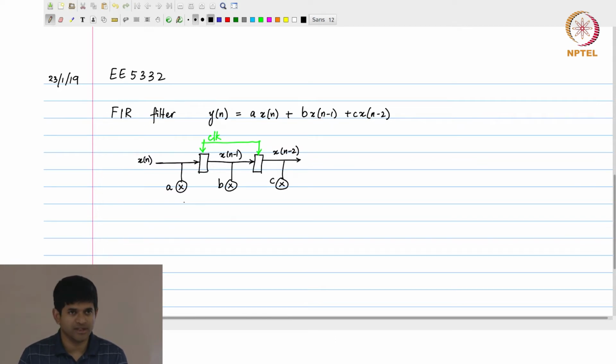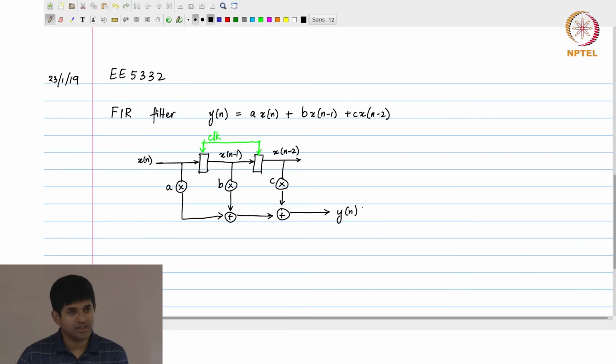Now I need to add all of these together. Rather than just pulling all of them into a single adder, I am going to assume further that my adders themselves are two input adders. Therefore one way of doing it is to have one adder over here and say I'll take this and add them together, this and add these two together, and as a result I get y of n out here.